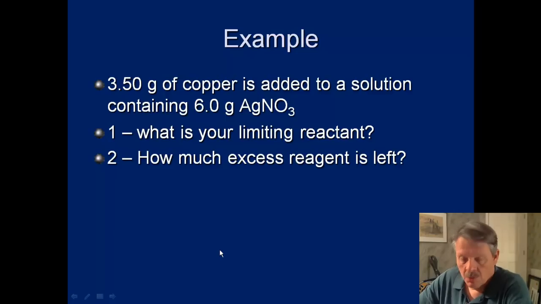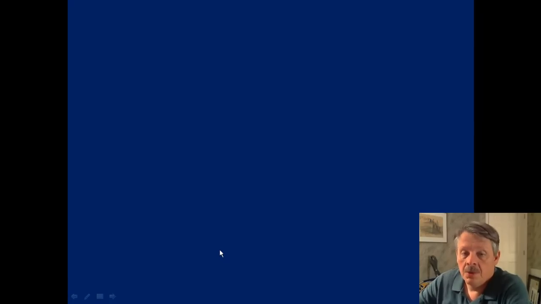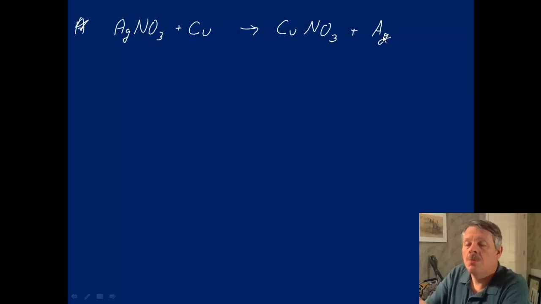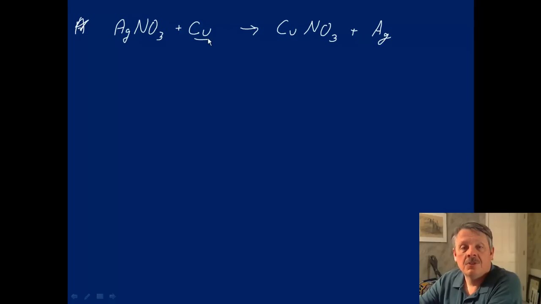All right, so what we're doing is we are taking copper and we're adding it to a solution of silver nitrate. So we have silver nitrate, and I'm going to go back to that in a minute. Let's just do this. Silver nitrate plus copper should give us, well, this looks like a single replacement reaction to me. Copper nitrate plus silver. Well, now I pull out my single replacement chart, my activity series. I notice that copper is higher on the activity series than silver, so it will replace the silver.